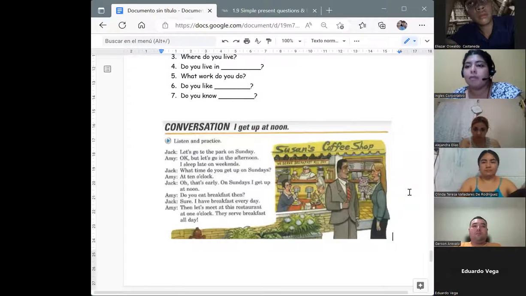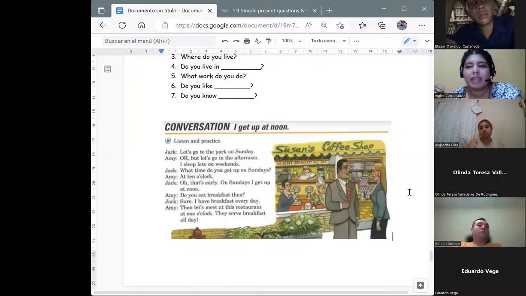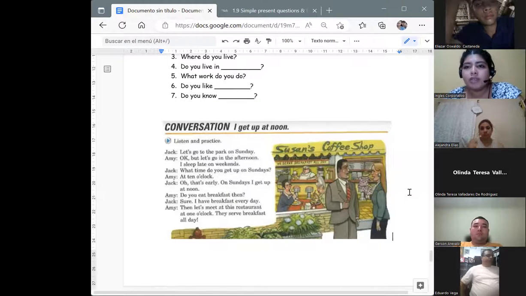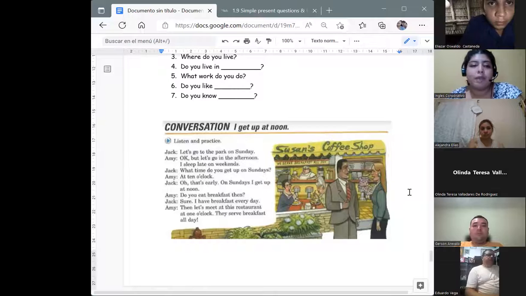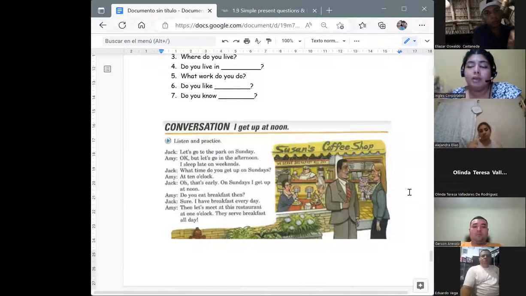So we have this conversation and we are going to make a little practice. Vamos a hacer una pequeña práctica. Vamos a dividirnos en grupos pequeños para que podamos practicarla. We are going to have like 5 minutes to do the practice. 5 minutos, leemos nuestra conversación y terminamos nuestra práctica. We're going to read again the sentences. Vamos a leer otra vez las oraciones y luego hacemos nuestra práctica.